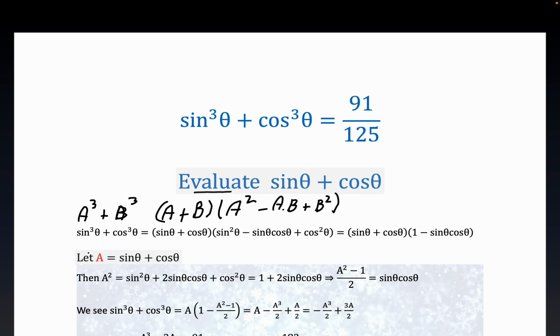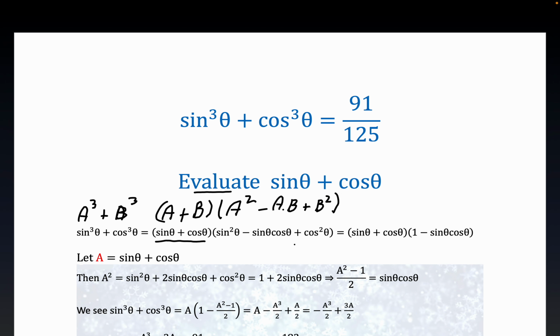Now, why do we do that? Well, because you see we got what we're looking for right here. We are looking for the value of sine theta plus cosine theta. And again, we're not attempting to solve for theta. As far as I know, that's about impossible, unless you do it numerically.